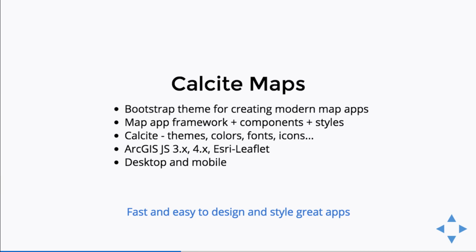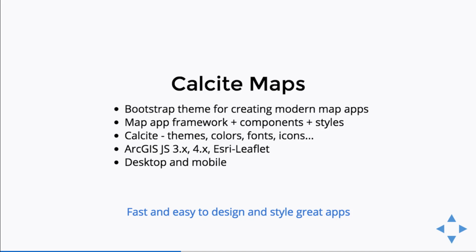So Calcite Maps is Bootstrap. Let's just start there. It is the Bootstrap framework. So that means it is a lot of things. It's responsive. It's going to work well on mobile and on desktop devices. It also has a few tiny components to build out the mapping framework. So it has some very small map app framework components, styles built in there to handle what we need to do as mapping app developers.